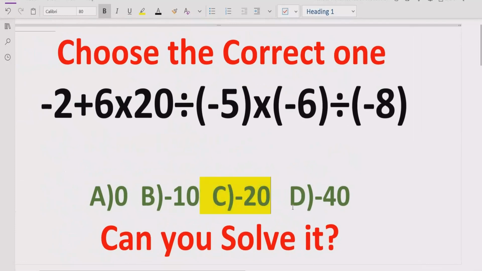I hope you understand how you can solve the given expression using the PEMDAS and BODMAS method and find out the correct answer.